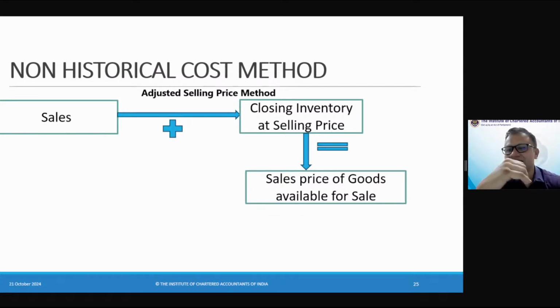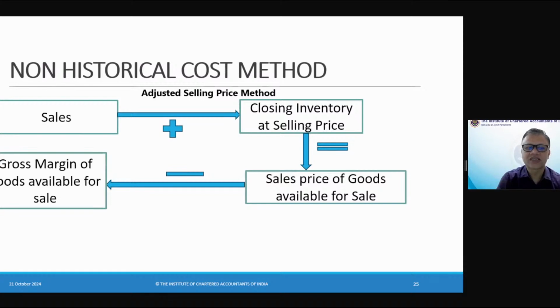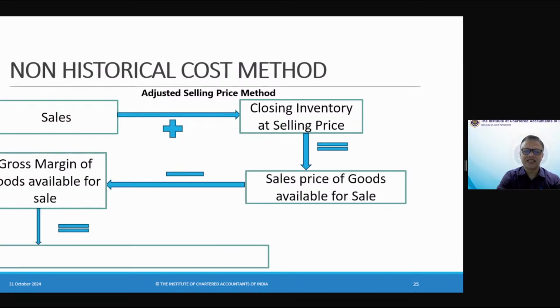You cannot take the sales price of goods available for sale as the value of the inventory. So for that reason, you have to deduct the gross margin of these goods available for sale. When you deduct the gross margin of the goods available for sale, you get the cost of the goods which are available for sale. This will help you in finding the closing stock's price through a non-historical cost method. That is why it is called the adjusted selling price method.